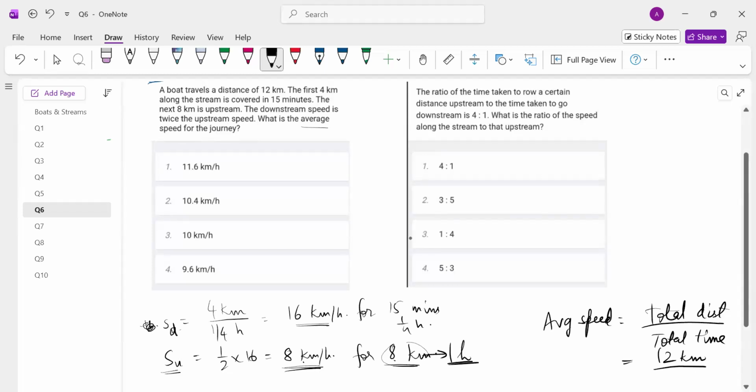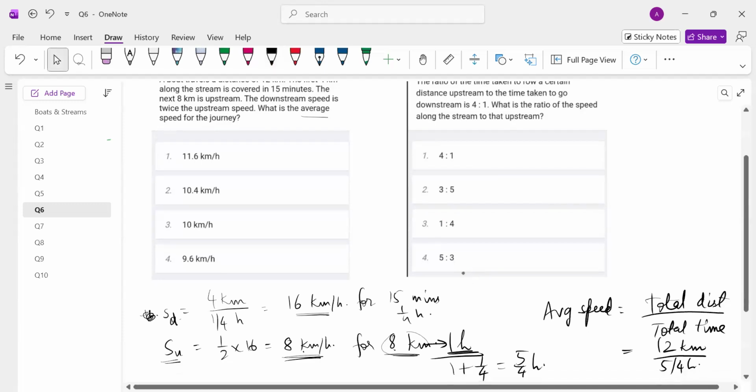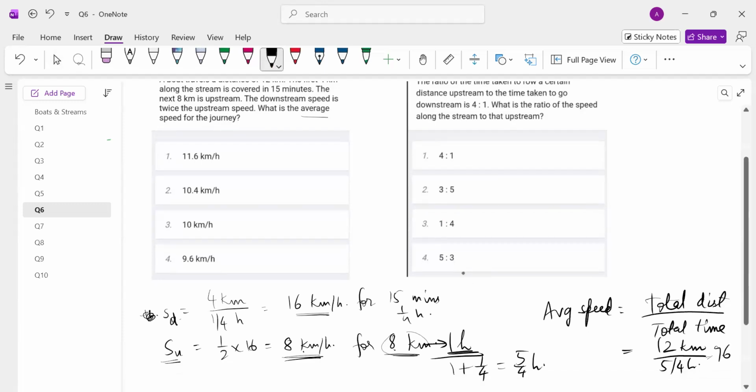So the upstream portion takes 1 hour, and the downstream portion takes 1/4 hour. So totally you add up the time, 1 plus 1/4, which is 5/4 hours. So here you will write 5/4 hours. Correct. So I think Sindhuja's answer is correct. Yeah, it is 9.6 kilometer per hour, right?